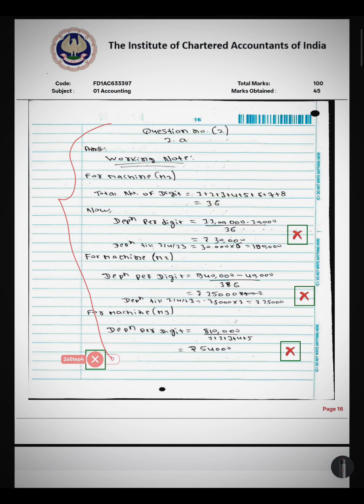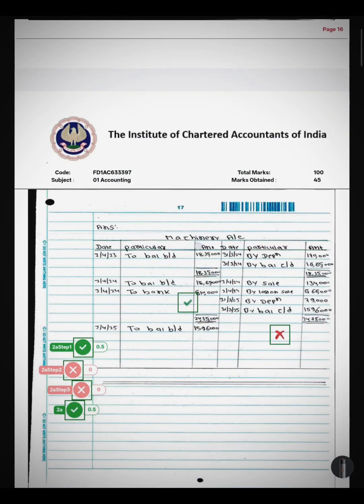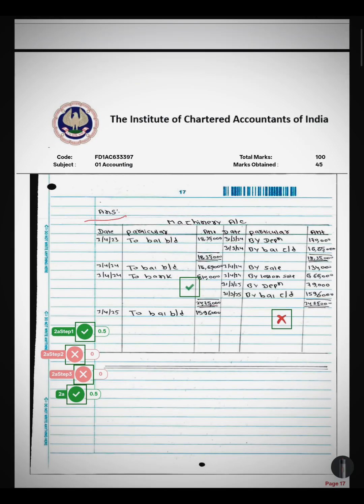As you can see, I wrote about 1 page of working note, and the teacher hasn't allotted me even 0.5 here. So it means that your answer must be correct even for step marking. And then I started again with the answer here. You can see the machinery account, and the teacher has allotted me 0.5 marks here just because I wrote this: as the machine has been purchased, and I wrote this for single, the teacher has allotted me 0.5, and the total mark of this question was 8 marks. So as you can see, out of 8 marks I was able to score 0.5.